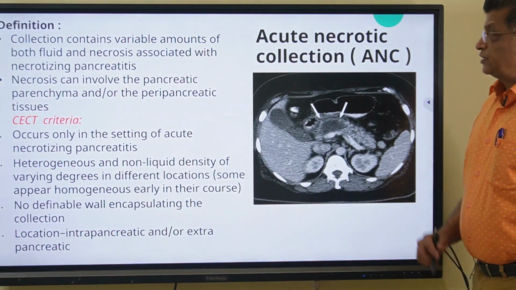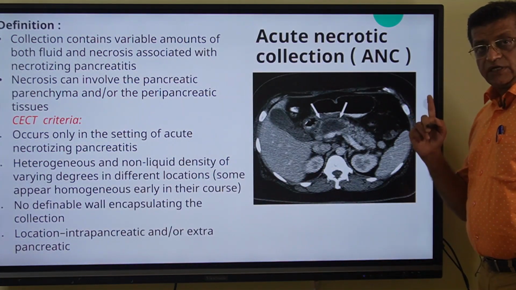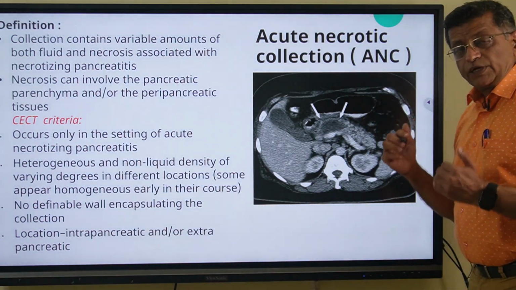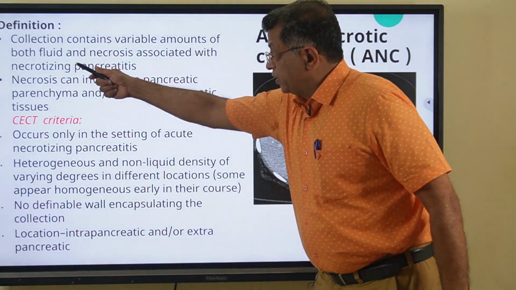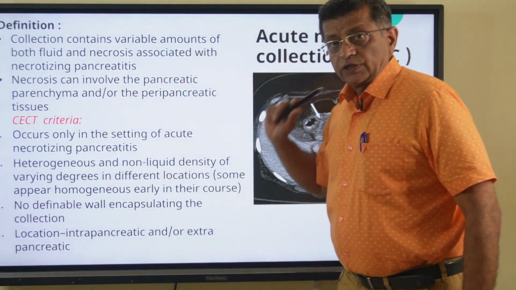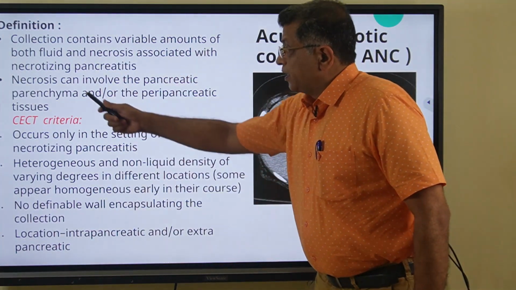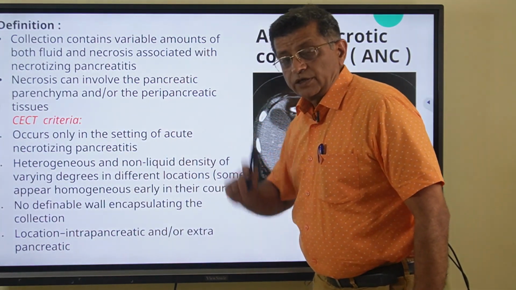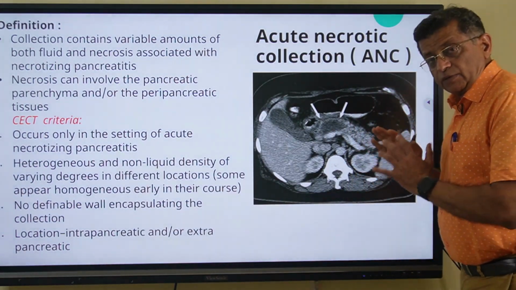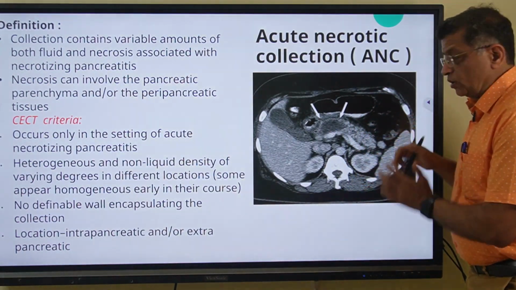The third terminology is acute necrotic collection. This is seen in less than 4 weeks in a patient with acute necrotizing pancreatitis. So it contains both fluid and necrosis associated with necrotizing pancreatitis. Necrosis can involve the pancreatic parenchyma and/or peripancreatic tissues. So it can involve the pancreatic parenchyma, or it could surround the pancreas.